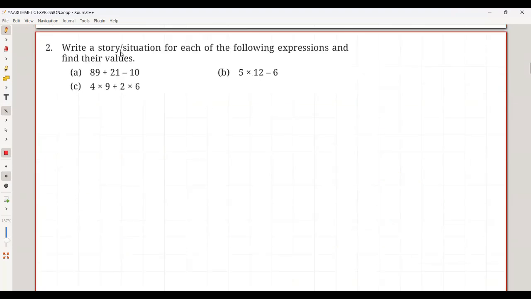Write a story or situation for each of the following expressions and find their value. Okay, you have to write the story for this first, then you have to find the value. I am not going to write the story; you have to create your own story for this question. I'll be just solving it. For example, I'll explain how to write the story for the first one. You can write your own story in a different way by seeing the expression.